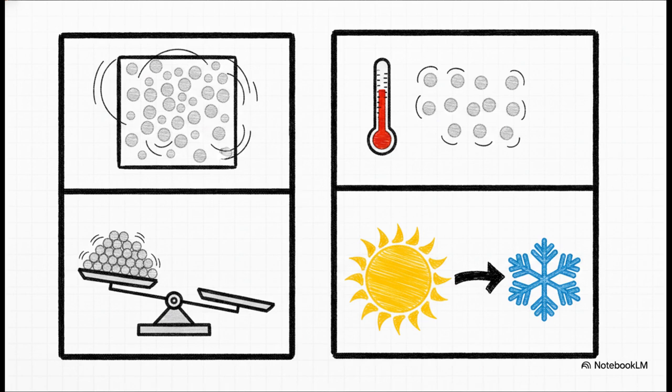Second, temperature is strictly a measure of the average kinetic energy of those particles. Third, thermal energy is the total kinetic energy, meaning the mass or the sheer number of particles makes a huge difference. And finally, heat is an action. It's the actual energy transferred between objects because of a difference in temperature.